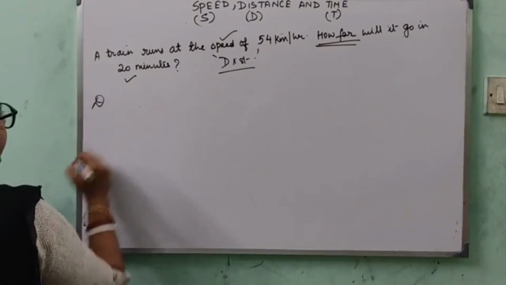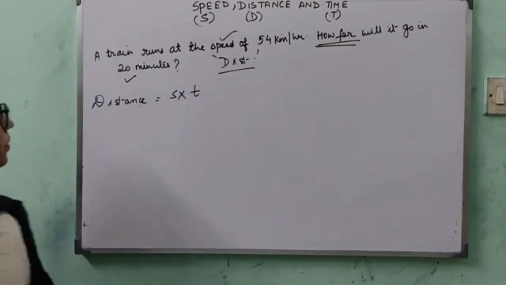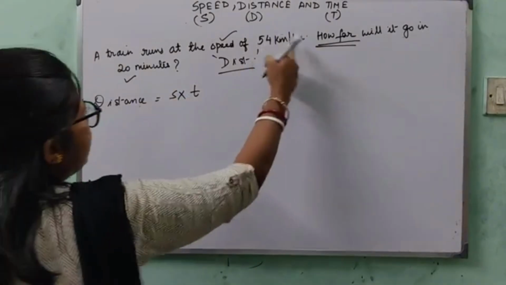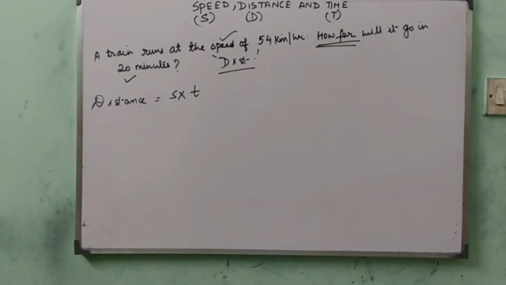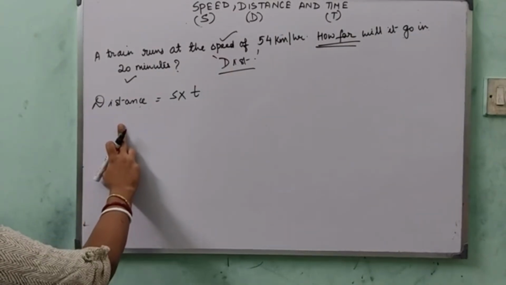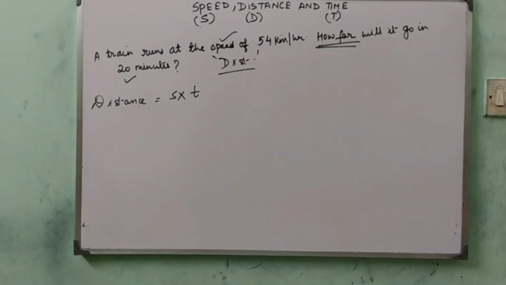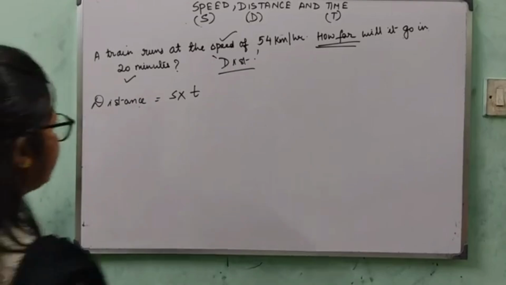So to find the distance, what is the formula? Speed into time. Now speed is given to me in kilometer per hour and time is given in minutes. So I can do either, my distance can be calculated in kilometers or in meters. But in that case, for getting the answer in meters, I need to change my 54 km per hour into meter per minute, because the time is in minutes. Or I can do one thing, that is convert the 20 minutes to hours, so that I get the answer in kilometers.